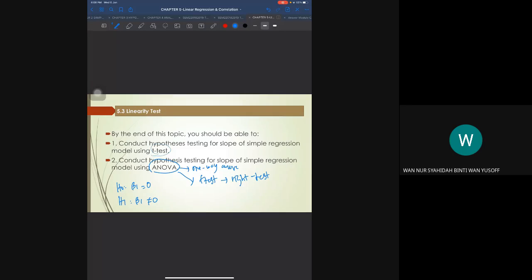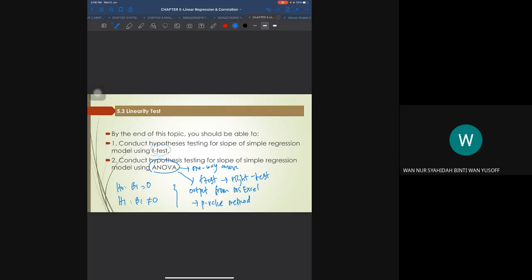If we do manual calculation, then you will have two methods that you can use, which is the t-test and also ANOVA. But whenever you have the output from Microsoft Excel, automatically you will have a third method that you can consider, which is the p-value method.